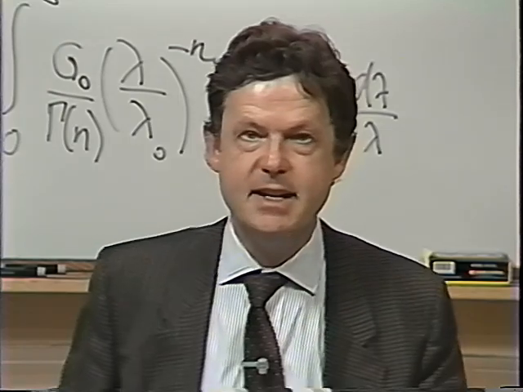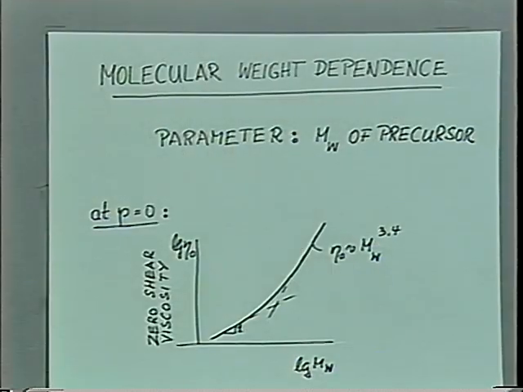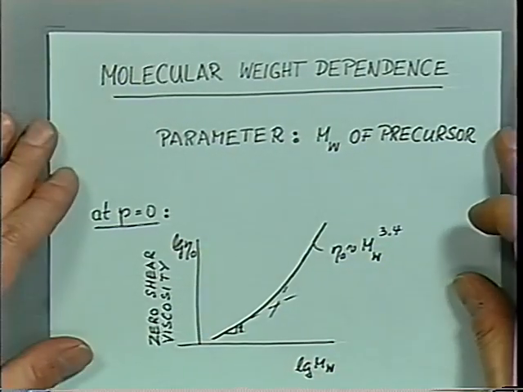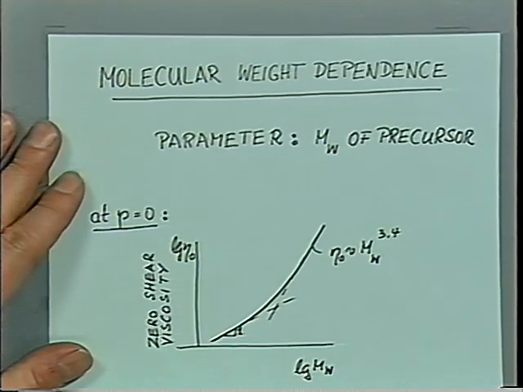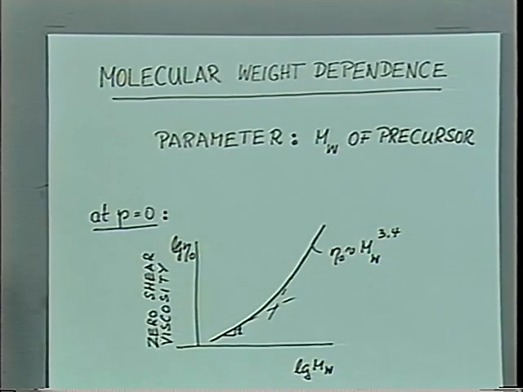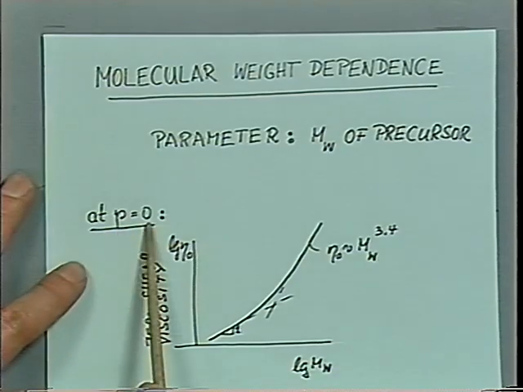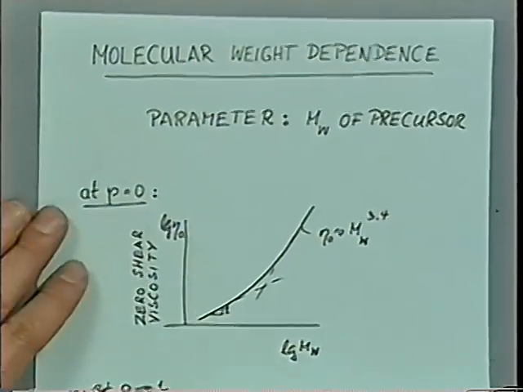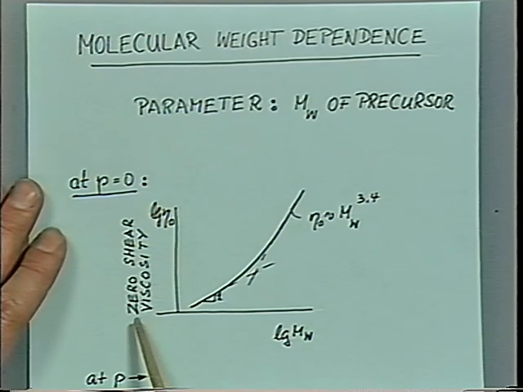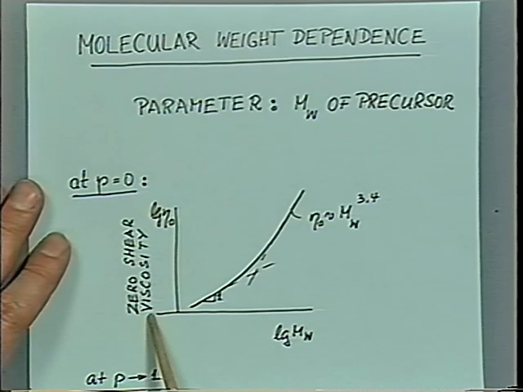Let's look at the next molecular parameter, and then we can sum up all of those. We would like to change the precursor molecular weight, make the linear chain, which we are end-linking into the network, make that chain longer and longer. For the precursor, P equals 0, the unreacted material, we would characterize the material with a zero shear viscosity.